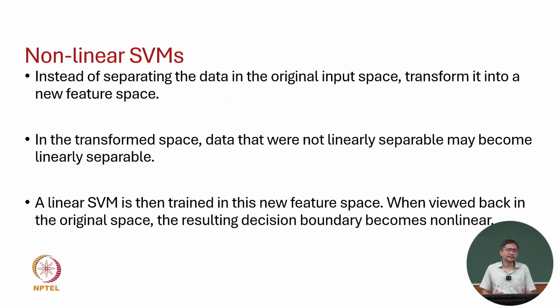I have not shown any particular example here. However, work this out on your own. Try to find an example where data was originally not linearly separable. Think of something like data lying in concentric circles. And then try to think of some kind of transformation such that in the new space, the data becomes linearly separable.